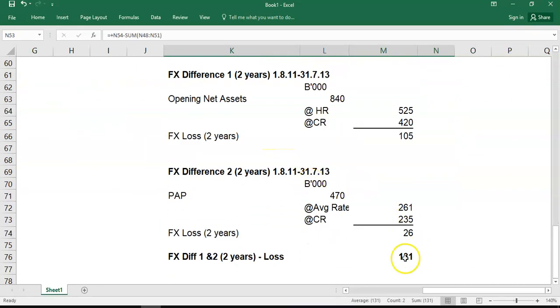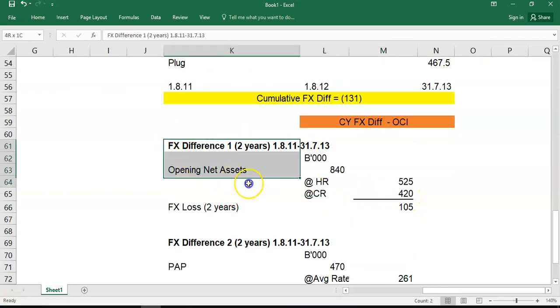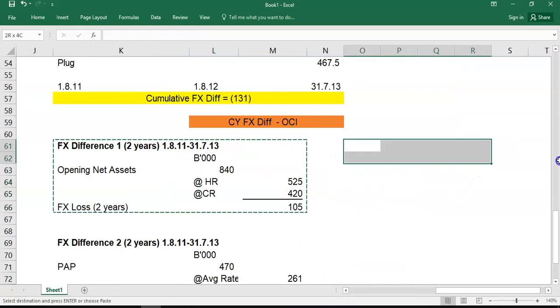Now that's fine. We know the FX difference is 131, and that's going to be split 80-20 between the parent and the NCI. You always split that out, and we'll do that in a second. But the other nuance that we have here, because it's a prior year acquisition, is we need to know the FX difference 1, and I'll put it across here.